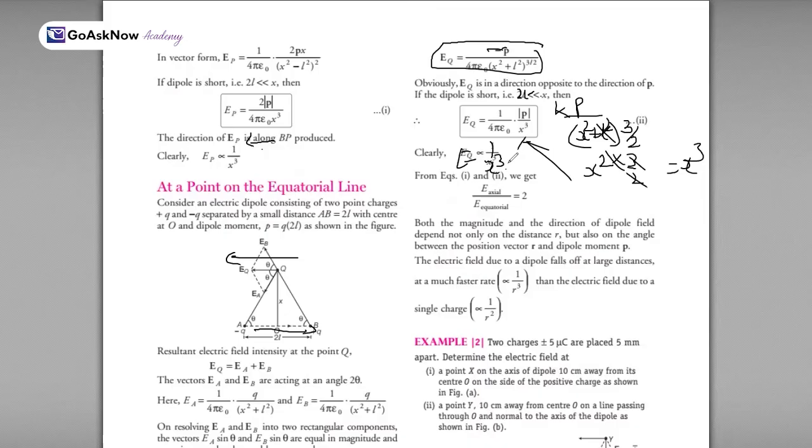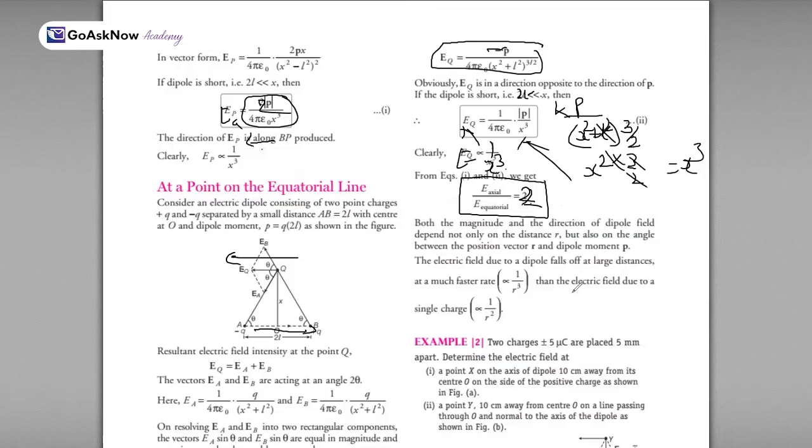So if you are asked in exams what the relation is between the electric field at any equatorial point and the distance x, then E is directly proportional to 1 by x cube. So you should remember that. And here is the result: E axial upon E equatorial is equal to 2. You can find it by dividing. If you divide E axial by EQ, all the terms are equal, but 2 is there, so 2 will be left out.